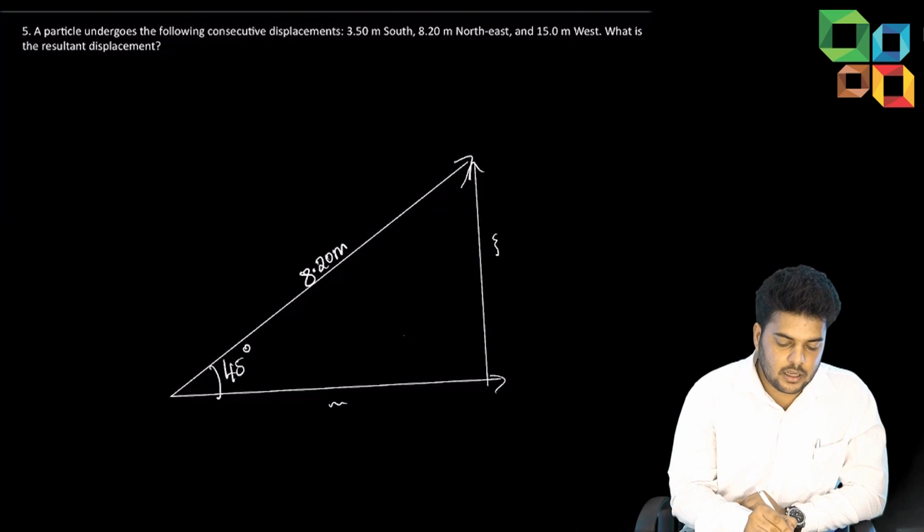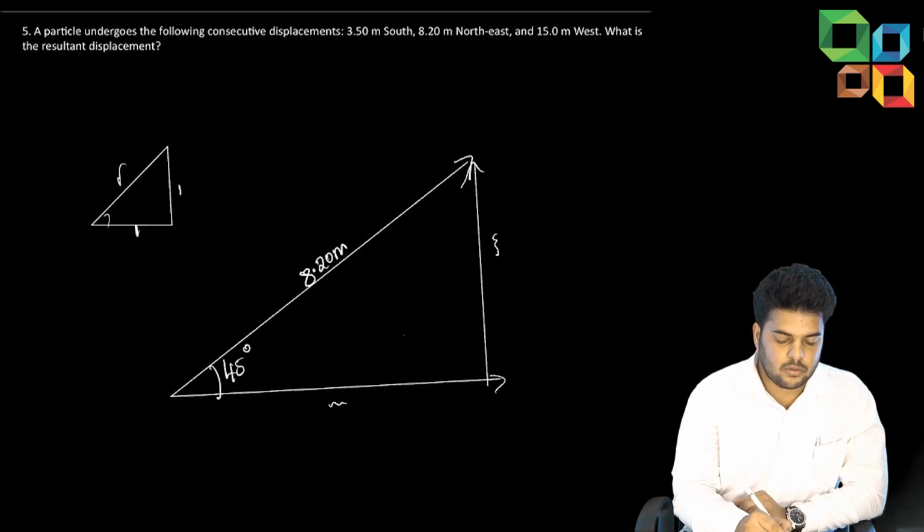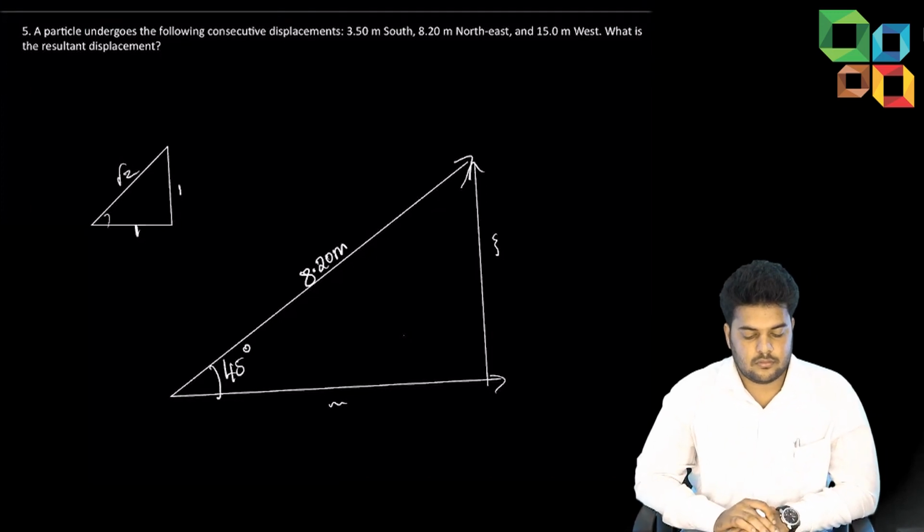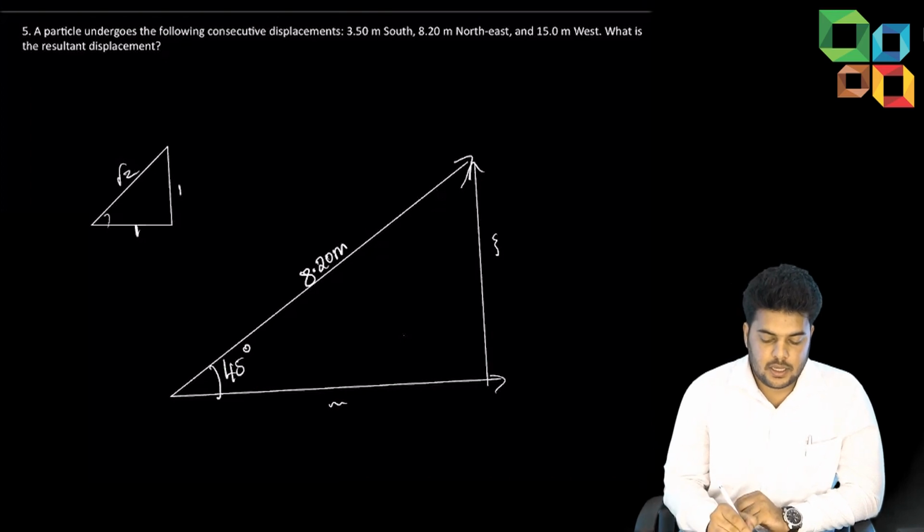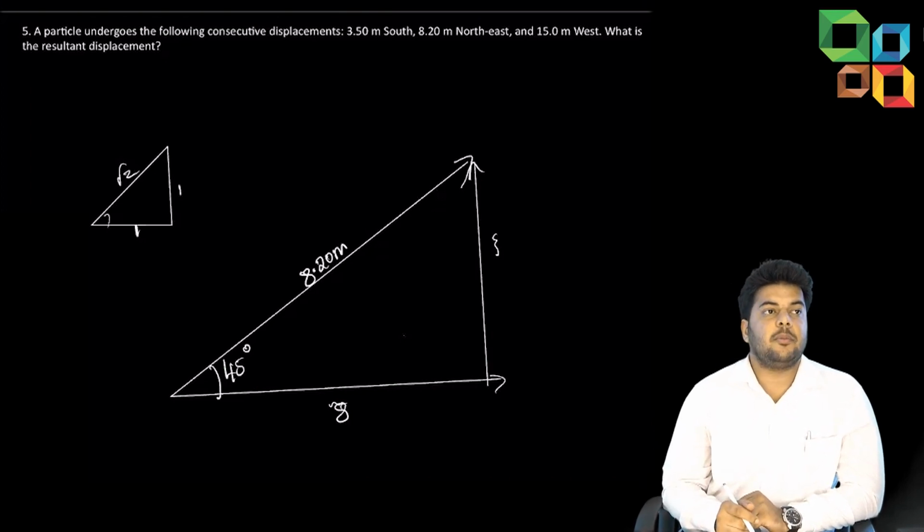So remember, in this triangle, what had happened? Is it 8.2 divided by root 2? Let's see. So this is 1, root 2. What did you say, Sandra? 8.2 divided by root 2. Okay, yes, sir. Is everybody clear on that?